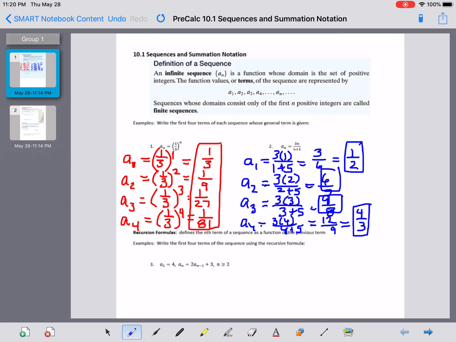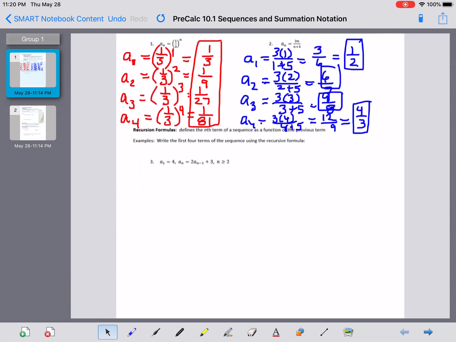Okay, so that's a finite sequence. So let's come down here and do some recursion formulas. Okay, sounds kind of fancy. A recursion formula defines the nth term of a sequence as a function of the previous term. Okay, so what we're actually going to do is use the term before it to get the next term.